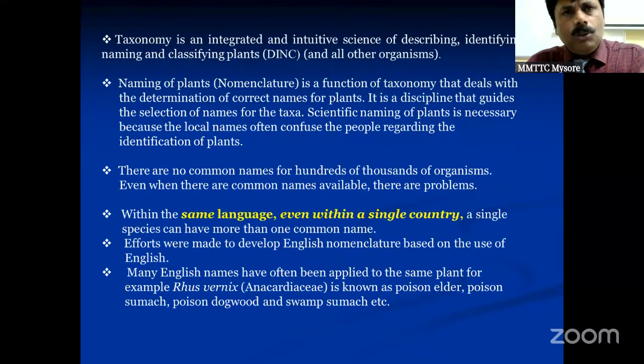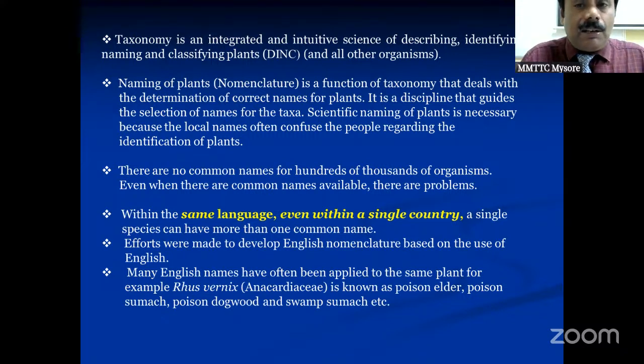Dr. D.A. Govindappa, known botanist, Dr. G.R. Sumurthy, known taxonomist, and Dr. S. Shekhar Shetty. So, as I told you, taxonomy is an integrated and intuitive science of describing, identifying, naming, and classifying plants and all other organisms. Naming of plants is my subject of importance for the day. Naming of plants is a function of taxonomy that deals with the determination of the correct names for plants. It's a discipline that guides the selection of names.